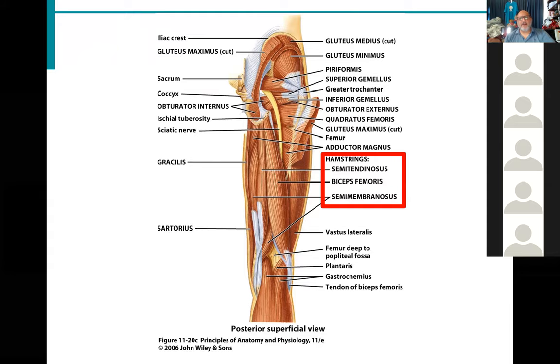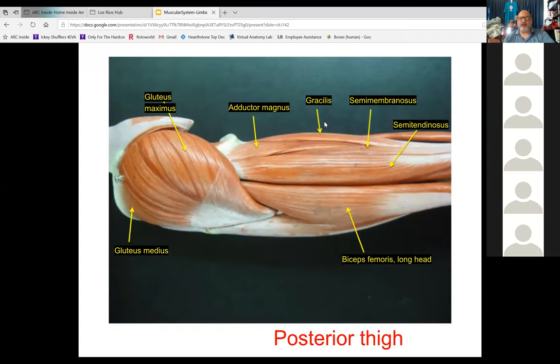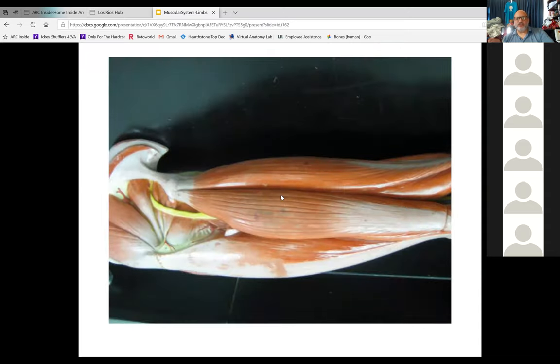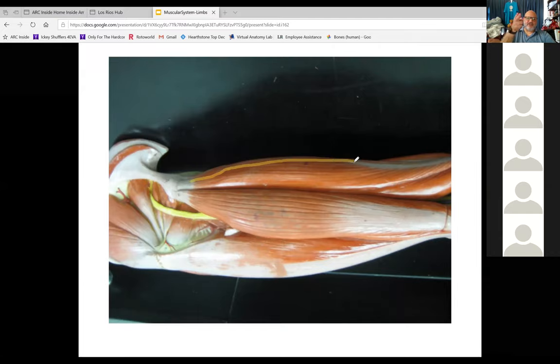All right. Now, since we're already here, let's go back to this, because I think this does a nice job of showing us, and I like this view a little better, the other two muscles on the other side. The other two muscles are the semimembranosus and semitendinosus. The way I remember them is the semitendinosus is the muscle that is on top. Much the same way the long head sits on top of the short head for the biceps femoris, the semimembranosus and semitendinosus have the same orientation, where the semitendinosus is on top.